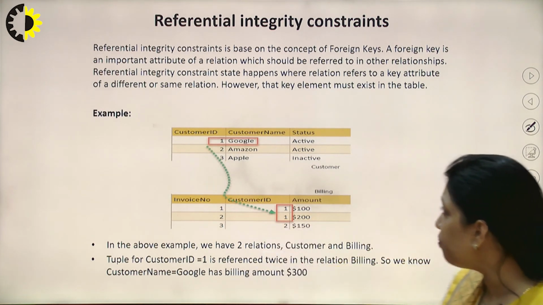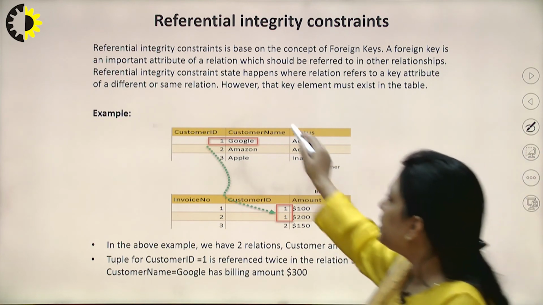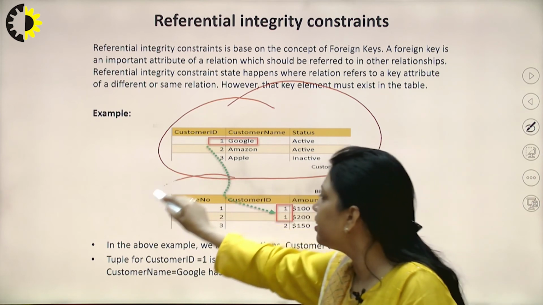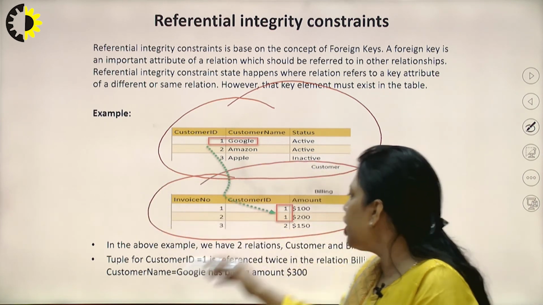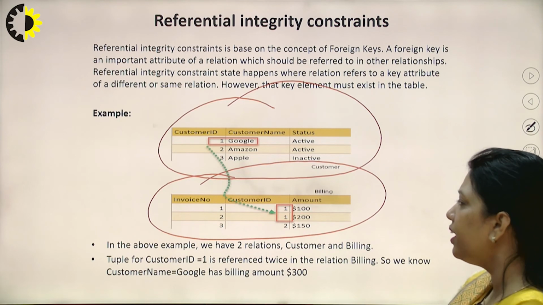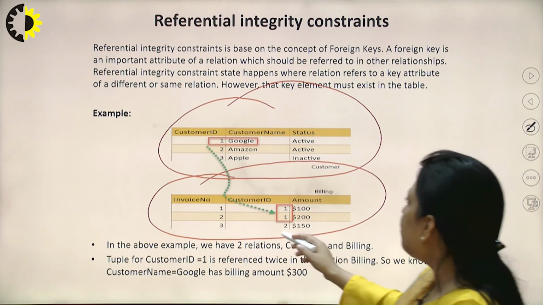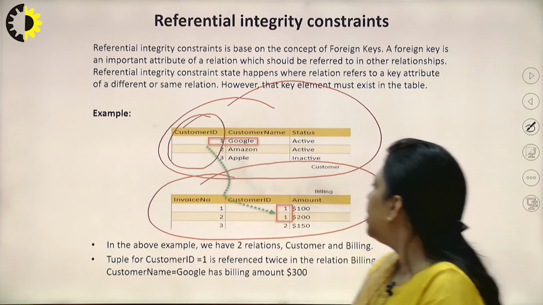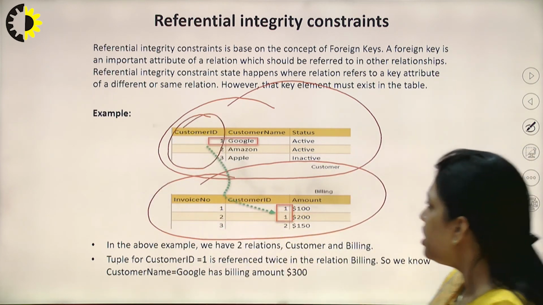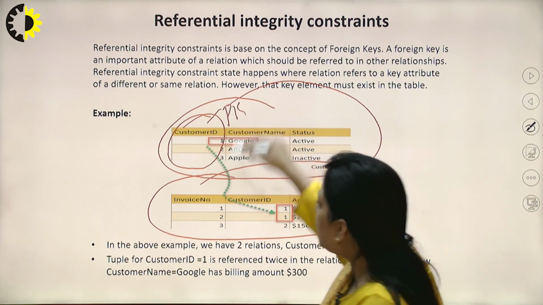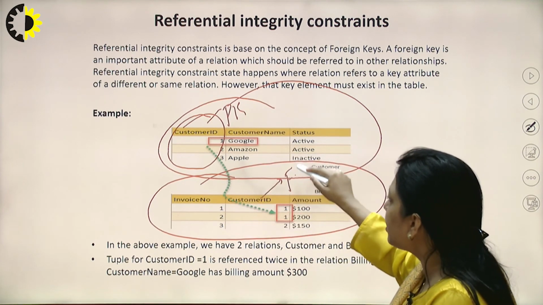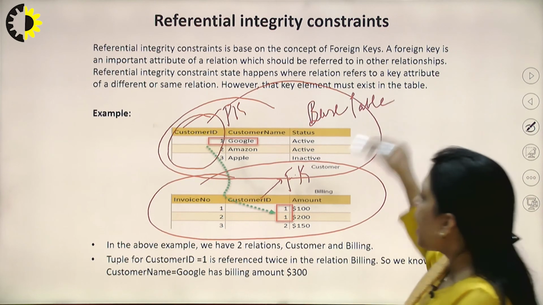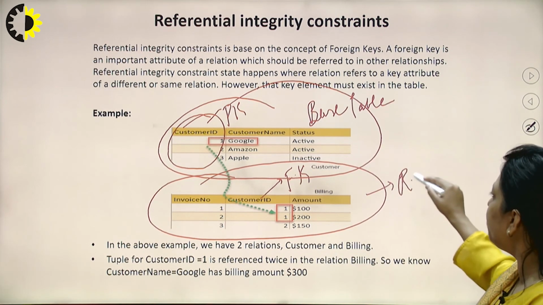This is another example given to us. These two tables are given to us. One table is of the customer and the second table is of the billing. Again, we have the two relations, the customer and the billing. Here we have customer ID as a primary key. In this table, we have this as a primary key, and in this table, we have used this as a foreign key. So this is our base table. And in this table, this is called the related table or the reference table.